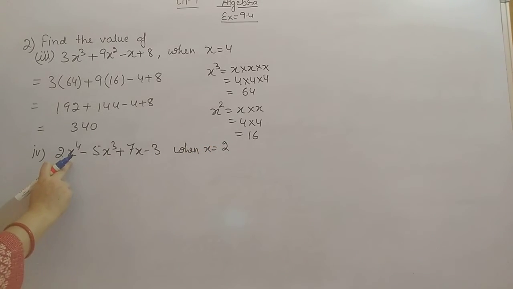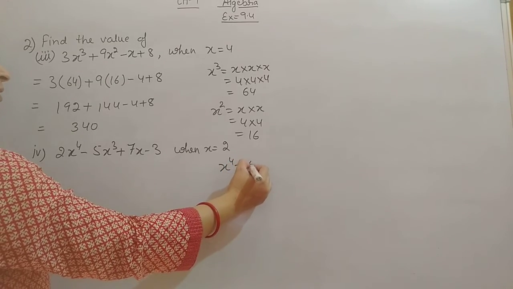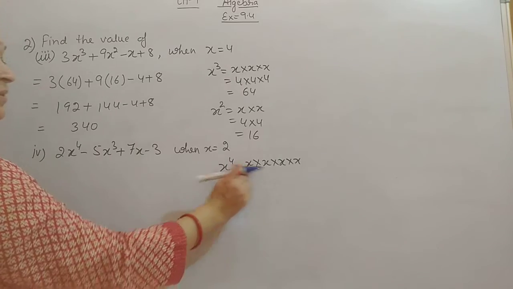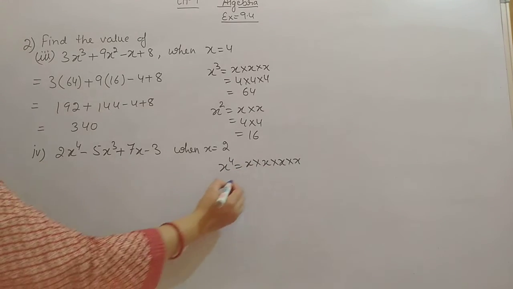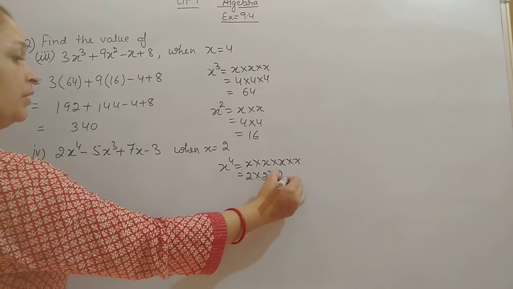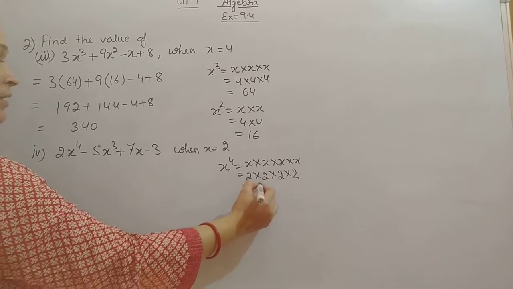So we have to find out here x to the power 4. X to the power 4 means x into x into x into x. 4 times we have to multiply x. So x value is 2. 2 into 2 into 2 into 2. 2 to the 4, 4 to the 8, 8 to 16.